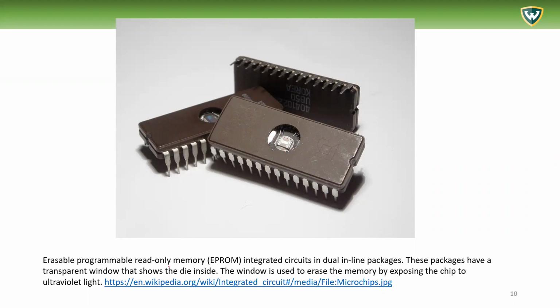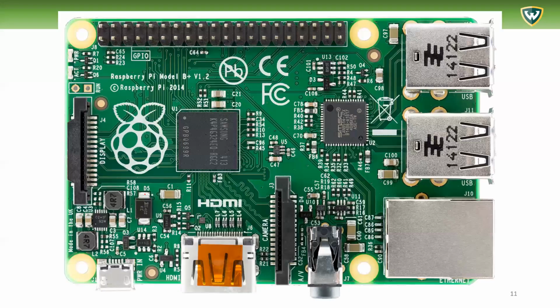Erasable, programmable, read-only memory, EPROM integrated circuit is an example here in a dual inline package. These packages have a transparent window that shows the die inside. The window is used to erase the memory by exposing the chip to ultraviolet light. So it's electronic and can be modified by electric signals.